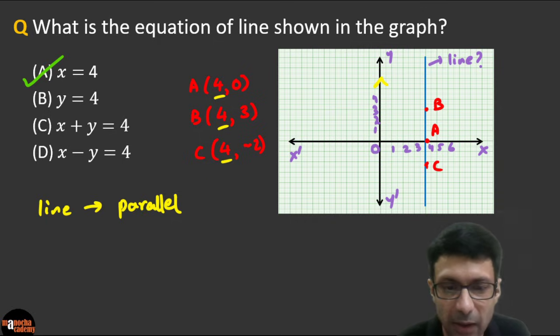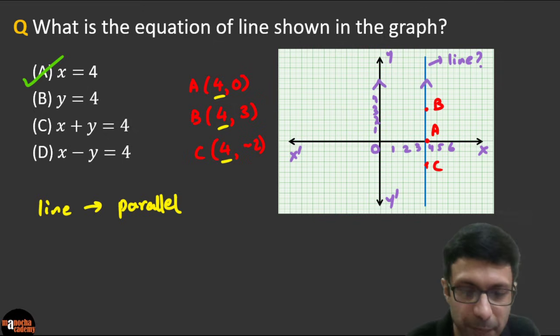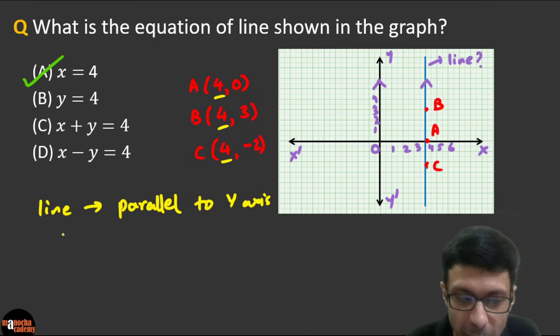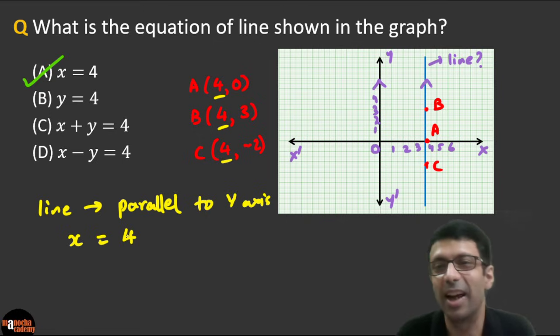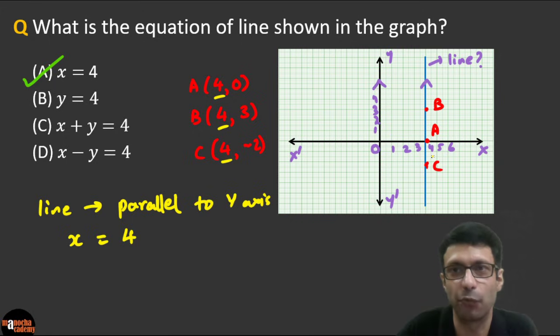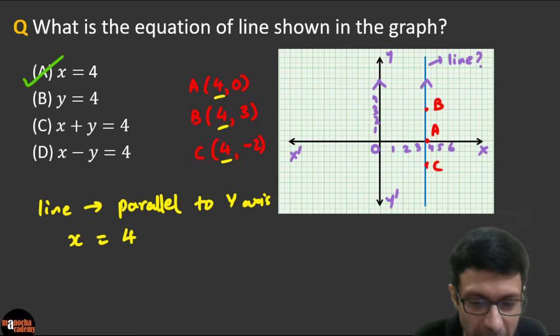Let me draw that clearly. So the line is parallel to the y-axis, and it will be of this form, x equal to some value, and for this line it is x equal to 4. Clear, guys? And it can have different y values, because see, it's cutting x at 4. Okay, so that is the best answer here. That is the correct answer, right?